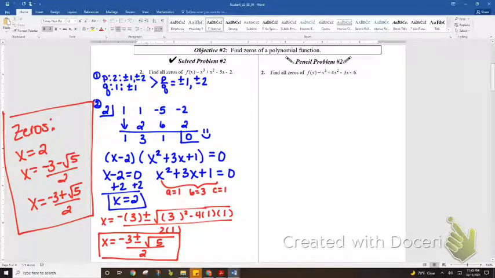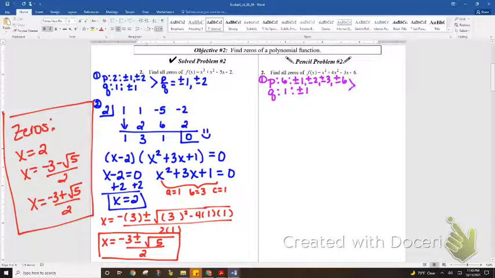Alright, so I'm going to do pencil problem number 2. Again, if you want to pause the video so you can try it on your own, do so. Alright, so let's go find those p's and q's. P's, remember, are the factors of the constant, which is 6. So plus or minus 1, 2, 3, and 6. Q's are the factors of the leading coefficient, which is a 1. So it's just plus or minus 1.